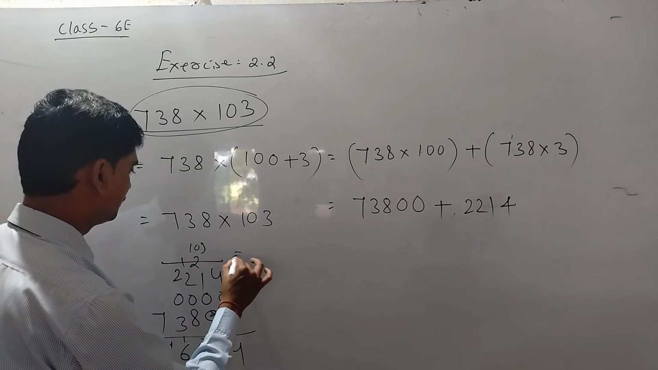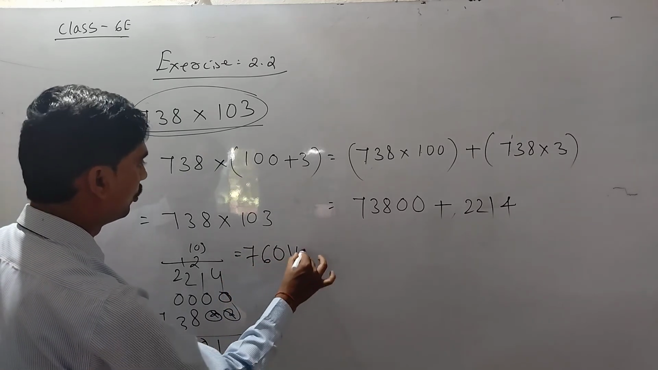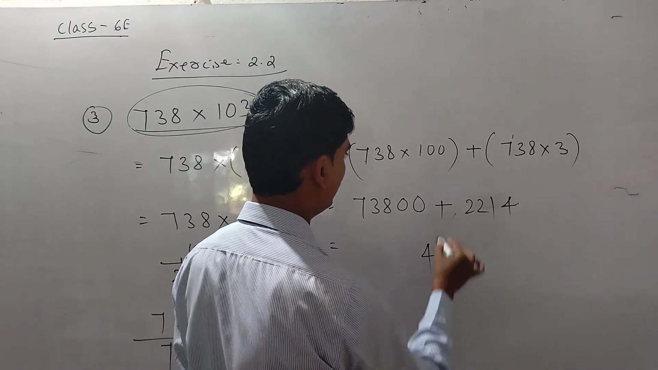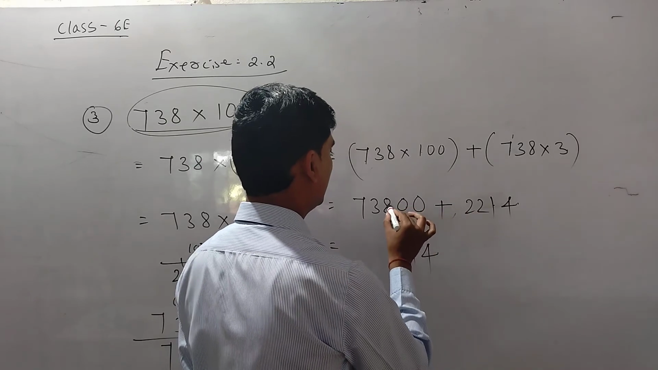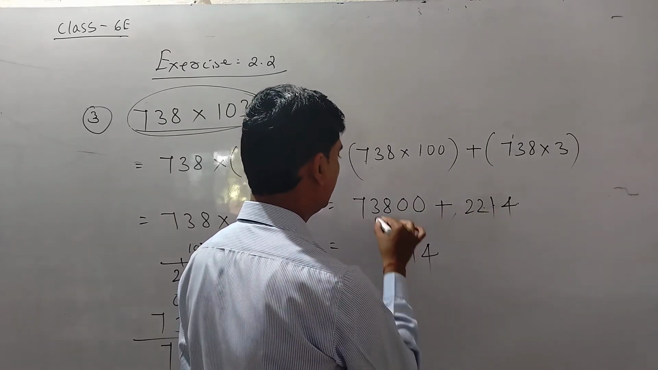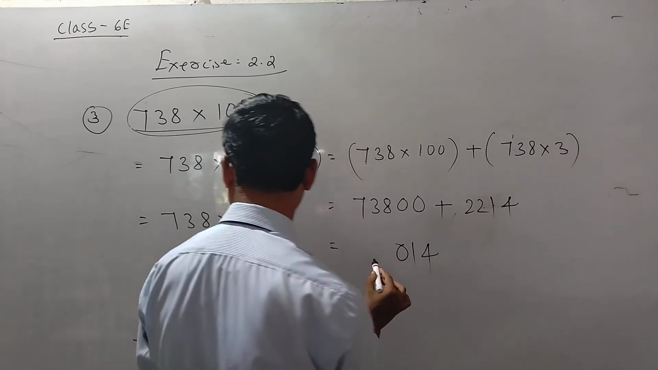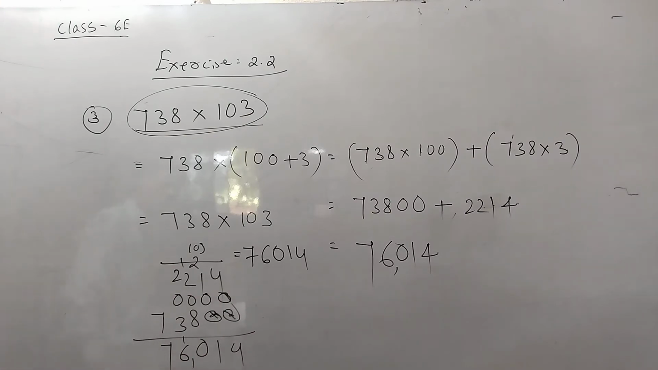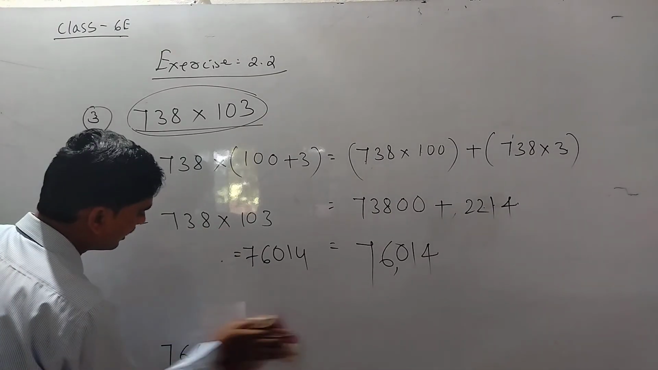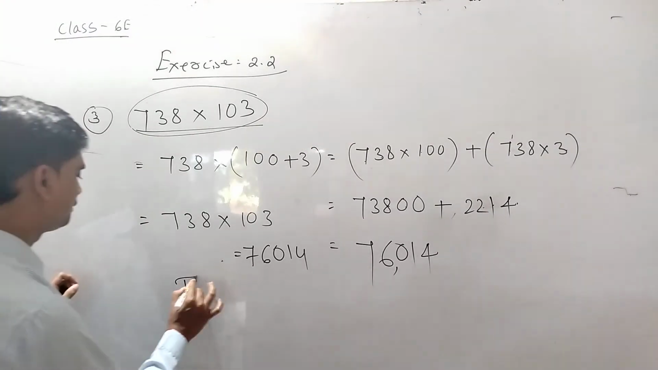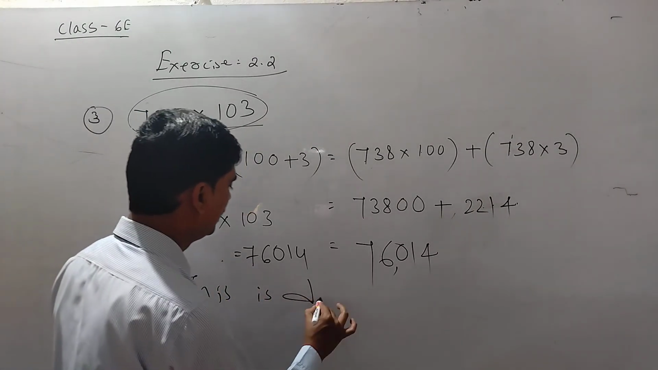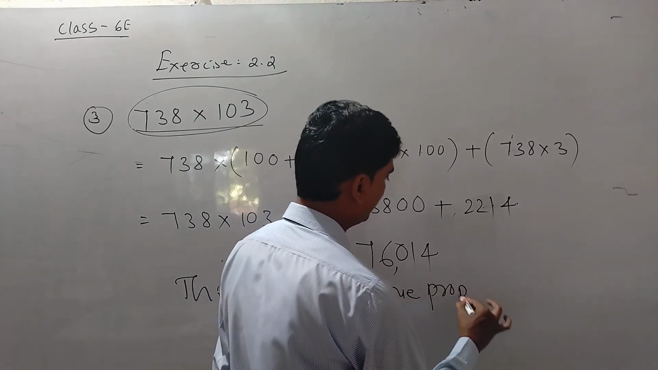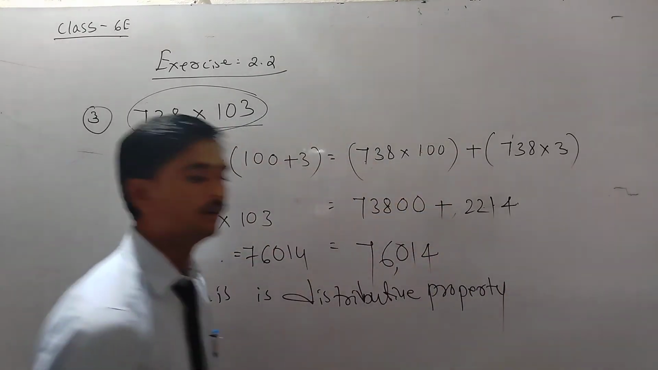Seventy-six thousand 14. Here how much? 0 plus 4, 4, 0 plus 1, 1, 8 plus 2, 10, 1 carry, 3 plus 2, 5, 5 plus 1, 6, and 7 directly. 76,014. Our answer is correct. Then you have to write here, this is the distributive property. What is that? Distributive property.